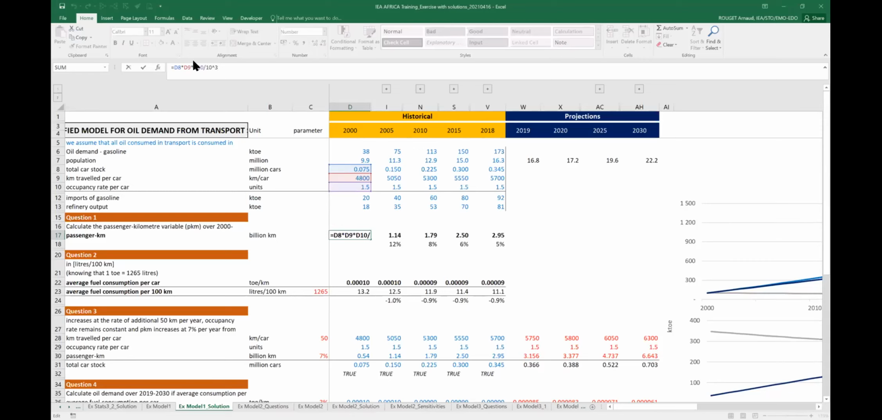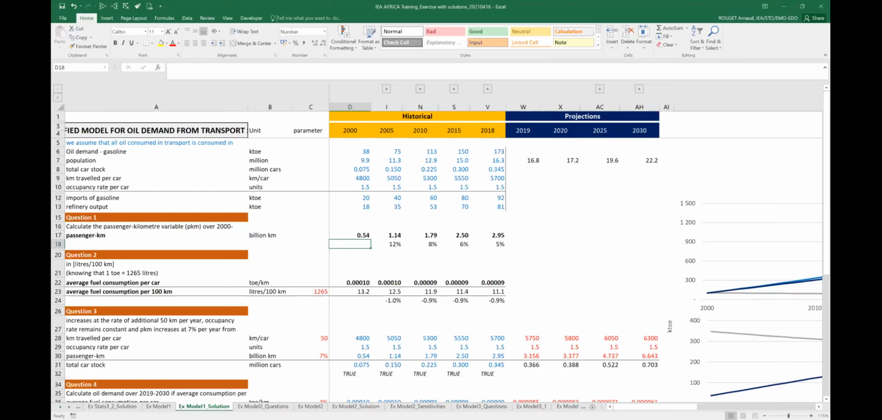And then occupancy rate per car, which is the number of people in each car. That can also come from surveys or research done by different stakeholders. So we look for those input data, and then we calculate ourselves the passenger kilometer.